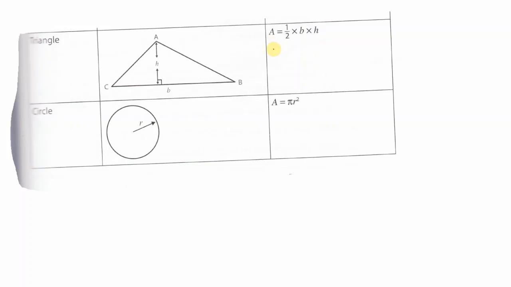The triangle you know very well since primary school even. So we take half the base times the perpendicular height. So it's always the side that's met by the perpendicular height, which is the base.